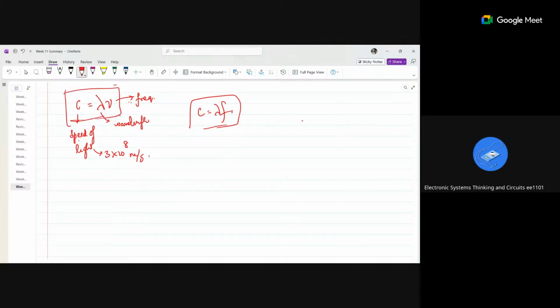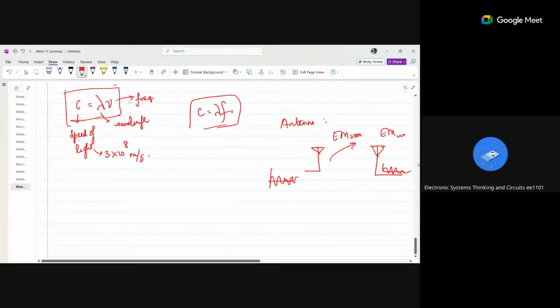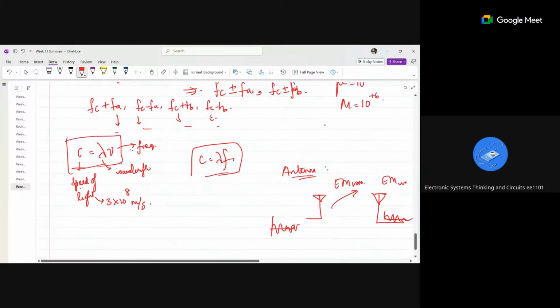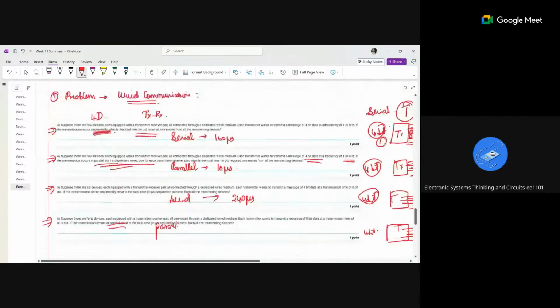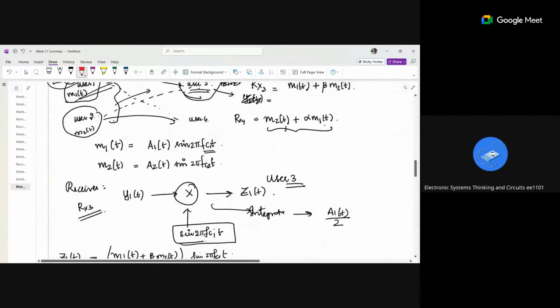Then about the antenna. What is actually the antenna doing? It is not amplifying, it is transmitting. It's a transducer. It is converting the signal into an electromagnetic wave and transmitting it in the air. The same electromagnetic wave is received by another antenna and converted into my signal. So this is what the antenna is doing. I think I have fairly covered all the topics of week 11. And tomorrow we will have the week 11 problem solving session.